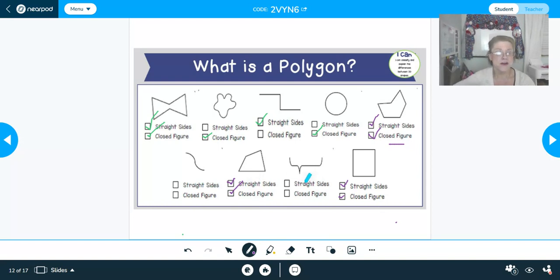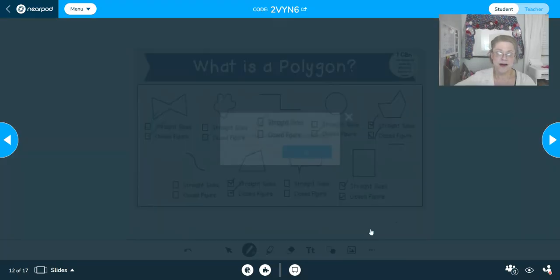All right, third one, bottom line. Straight lines, nope. I mean, there were maybe 1, 2, but it wasn't full of straight lines, so nope, we can't do it. Closed figure, nope, nope, nope. And then our rectangle at the bottom, straight lines, yes. Closed figure, yes. So check, check. Alrighty. Let's keep moving on.